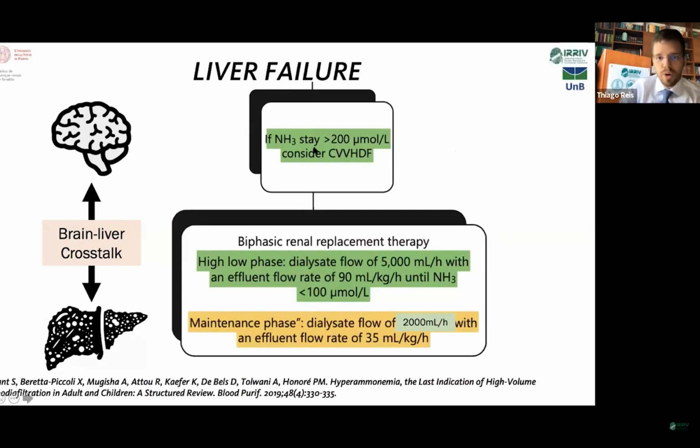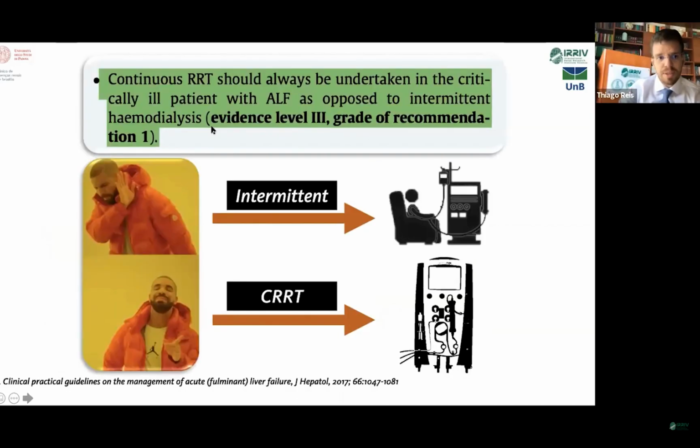And usually when ammonia is above 200 micromoles per liter, we advise to start CRRT irrespective of AKI, first with a high flow phase, an effluent of 90 ml per kilogram per hour to keep ammonia below 100, and then a maintenance phase with an effluent of around 35 ml per kilogram per hour. This is the statement of the last guidelines for liver failure. CRRT should always be undertaken in critically ill patients with acute liver failure as opposed to intermittent hemodialysis. So the preferred modality for those patients is CRRT.